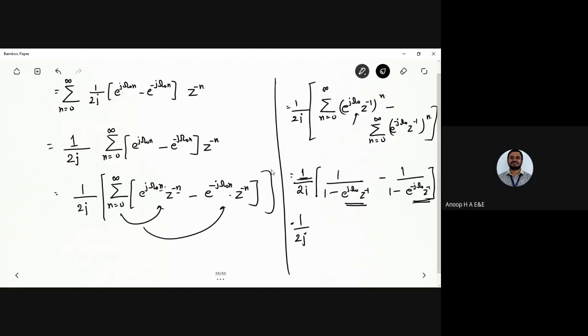For each of the ROCs, from the properties of ROCs, it is nothing but the intersection of the two ROCs when they are added or subtracted. So you are taking the intersection of ROCs. What I can do here is have z divided by z minus e power j omega naught, minus z divided by z minus e power minus j omega naught. I'll have this as the X of z term. On further simplification, X of z is equal to z sine omega naught divided by z squared minus 2z cos omega naught plus 1.